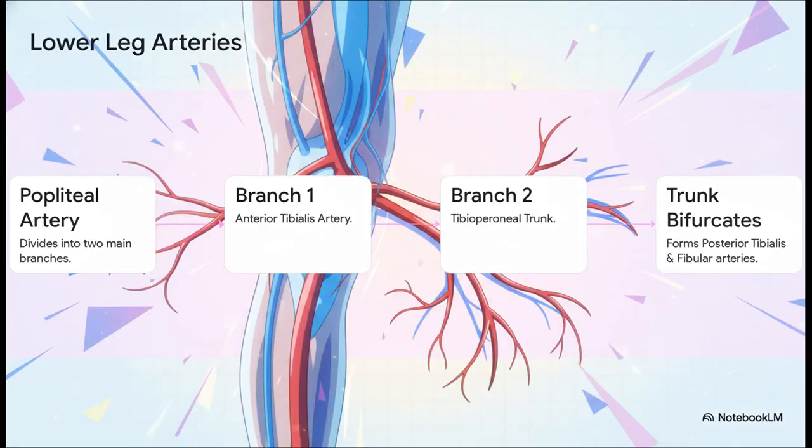And now for the grand finale. Down in the lower leg, this is where it can get a little tricky. The popliteal artery divides. The very first branch it gives off is the anterior tibialis. What's left is called the tibio-peroneal trunk. And that trunk then splits into the posterior tibialis and the fibular, which you'll also hear called the peroneal arteries. Seriously, knowing this branching pattern is absolutely crucial.